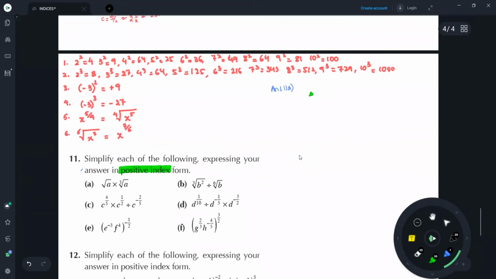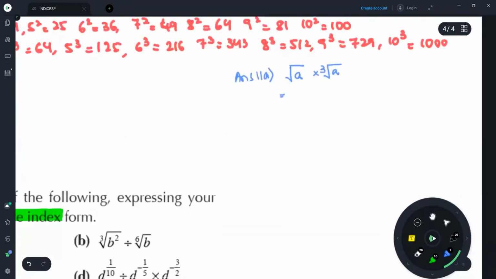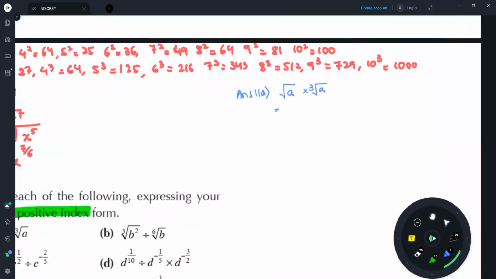Write down the question again. Square root of A into cube root of A. Hassan, in order to solve this, I'm going to convert this into the index form. Hassan, can I say it is A to the power 1 over 2? Can I say it is A to the power 1 over 3? Sir, why is it A to the power 1 over 2? Because you see, when there's no power here, there'll always be a power of 1.